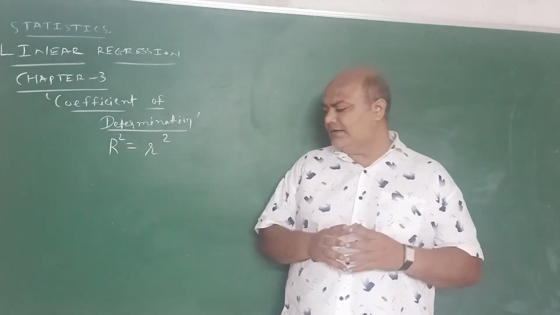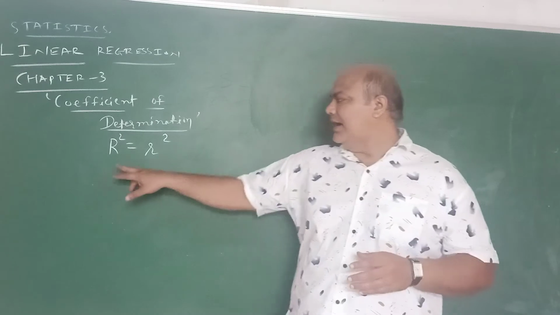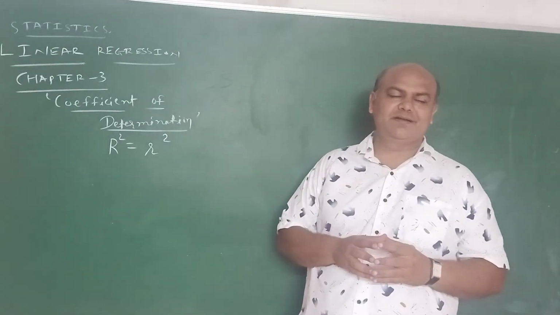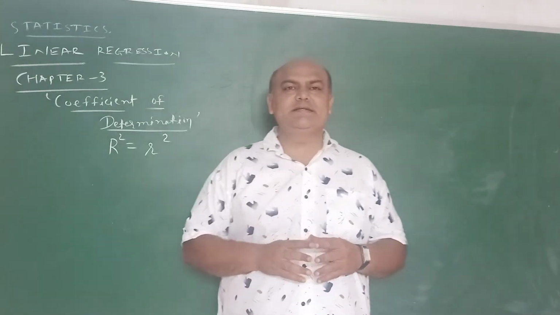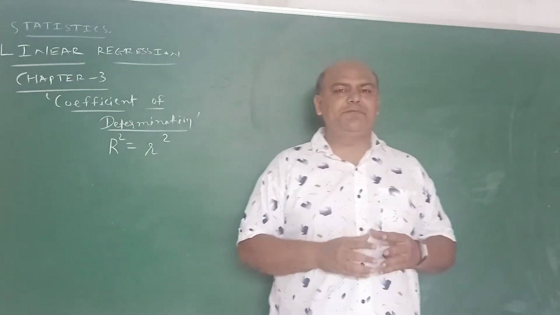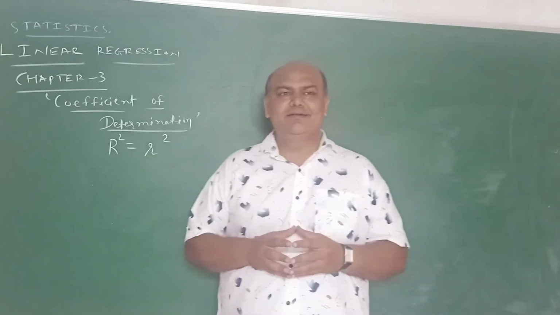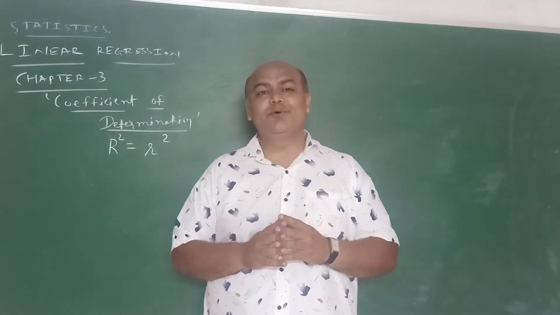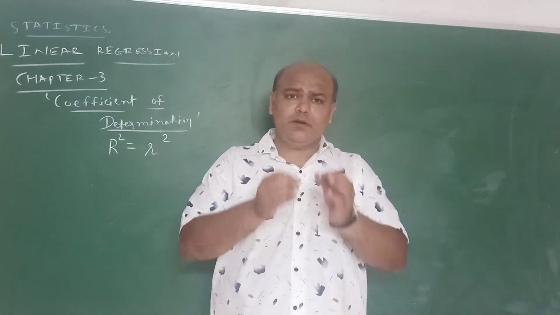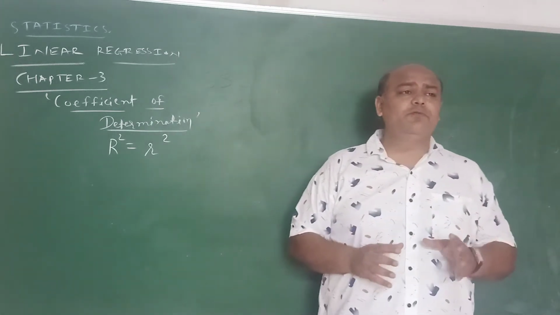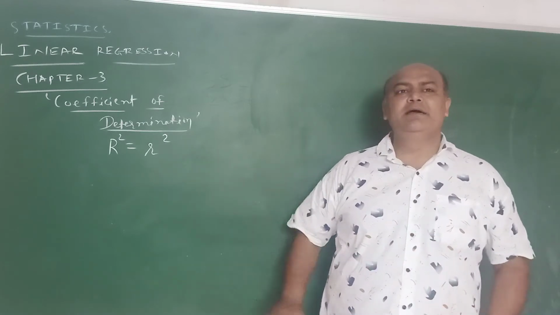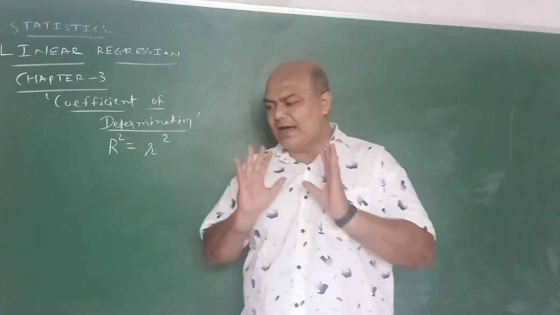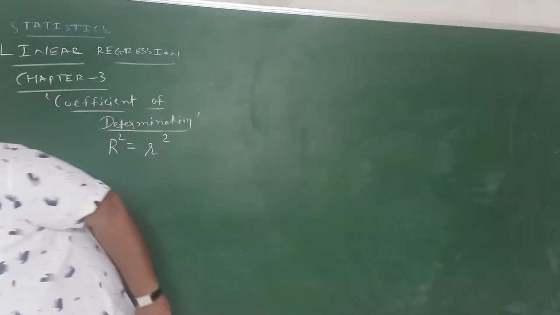Sir, how can we find the capital R square? Capital R square is equal to small r square. The simple meaning of this, my dear students, is that we have to find the value of r. Sir, r means the correlation coefficient from the previous chapter number 2. Whenever we find the value of the correlation coefficient, that is r, we have to do the square of that particular answer.